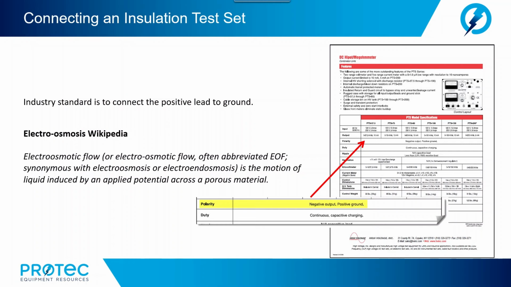Now, connecting the insulation tester. DC high potential testers and megohmmeters are fairly common test sets used by high voltage technicians and engineers. The basic operation for both a DC hipot and a megohmmeter is the same. A known DC voltage is applied across the insulation.